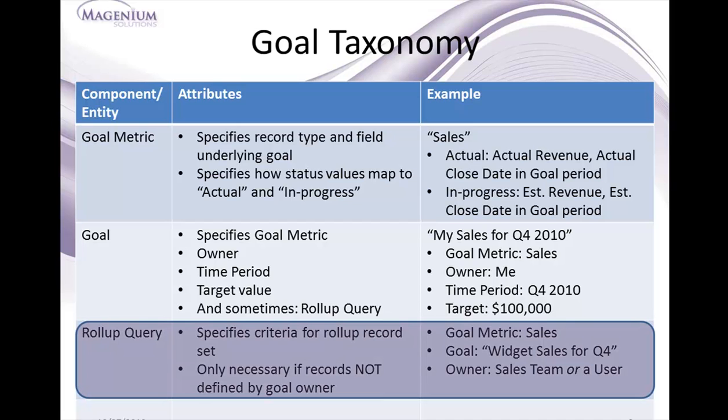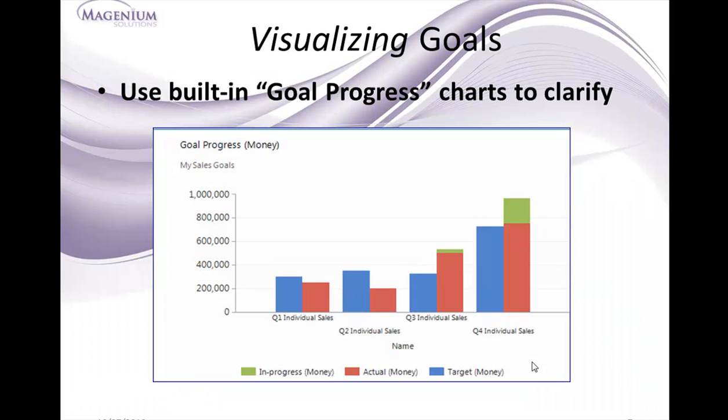Then you've got this roll-up query, and you don't always need these. These things are a little bit tricky. I'll show you a couple of examples where you might use those. The thing about the roll-up queries is you only need them if the owner of the goal record is not necessarily the same as the owner of all the records that are going to roll up and contribute to it. So an example of that would be a team. If you want to assign a goal to a team, but the records that you want to contribute to the actual and in-progress values aren't necessarily owned by the team. That's a pretty good one.